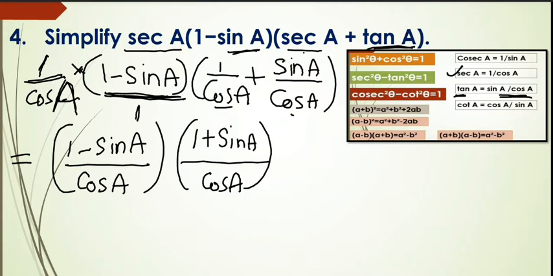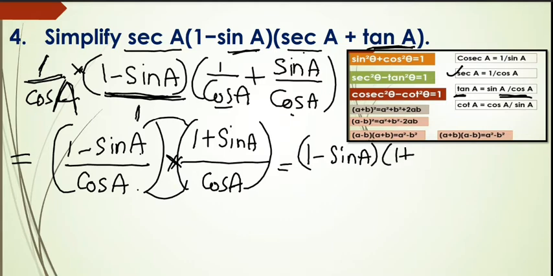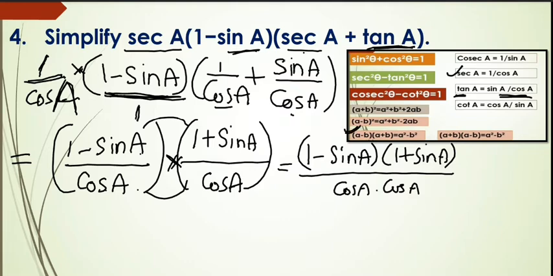And observe that this is a fraction and this is a fraction, multiplication is there. So numerator multiplied, denominator multiplied. That means (1 minus sin A) into (1 plus sin A) by cos A into cos A. Already we discussed the a minus b into a plus b format, that is a square minus b square. That is 1 square minus sin A whole square, by cos A into cos A, which is nothing but cos square A.